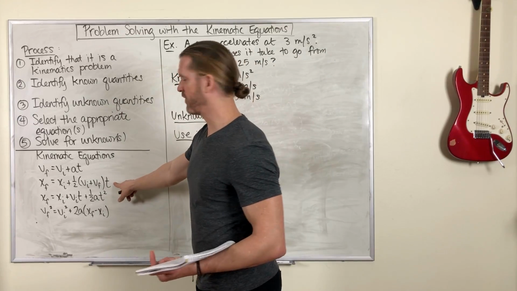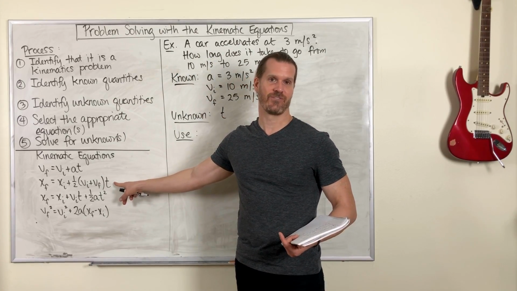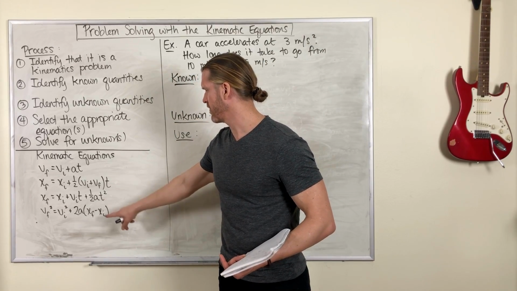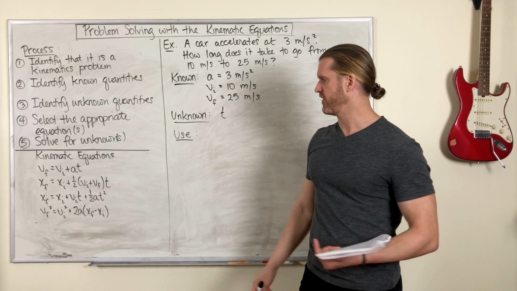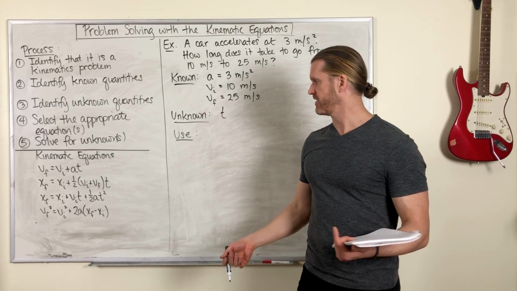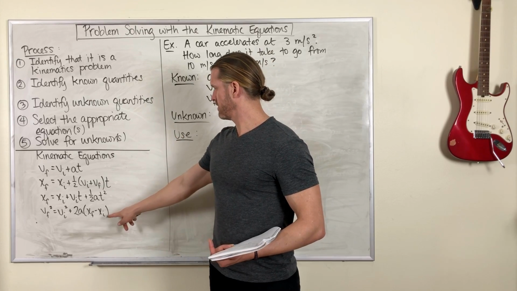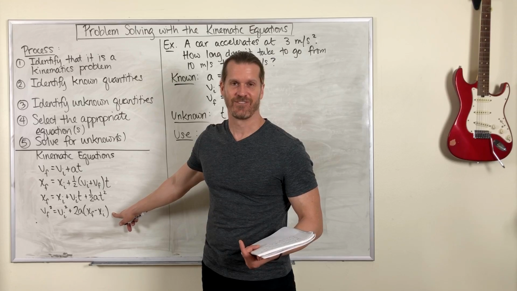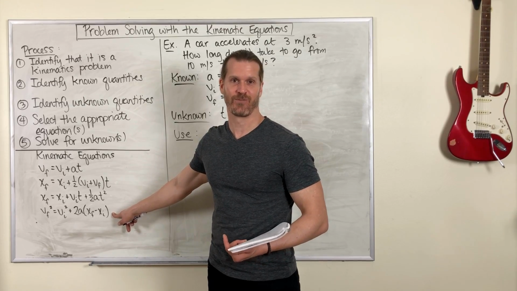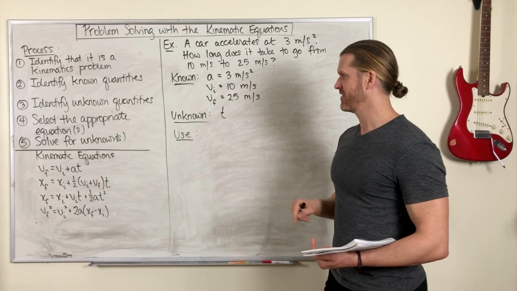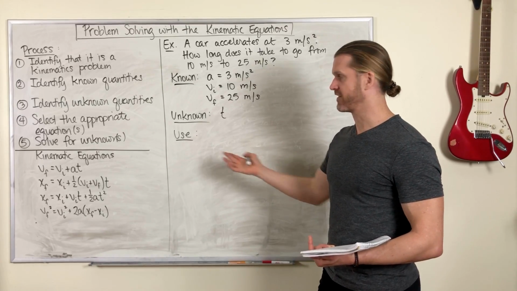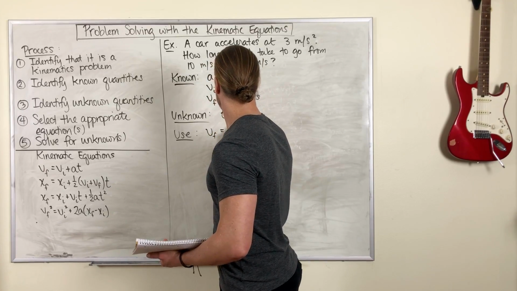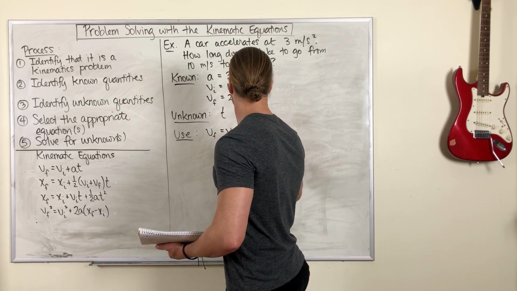So if we chose this one, we would have too many unknowns, not enough equations. The same is true for the third kinematic equation and the fourth kinematic equation. They both contain information we're not given, and the fourth one, in fact, doesn't even contain the quantity we're trying to solve for. So it's completely impossible to solve the fourth equation for time. So with all that said, it looks like the first equation is the one we want to use. So we'll use v final equals v initial plus at.